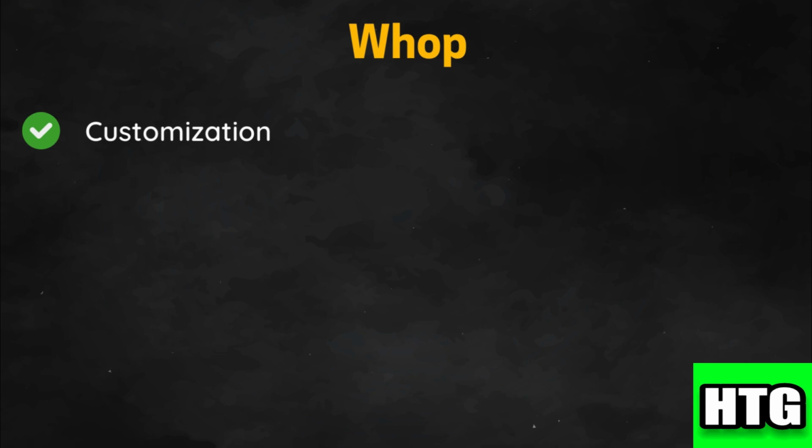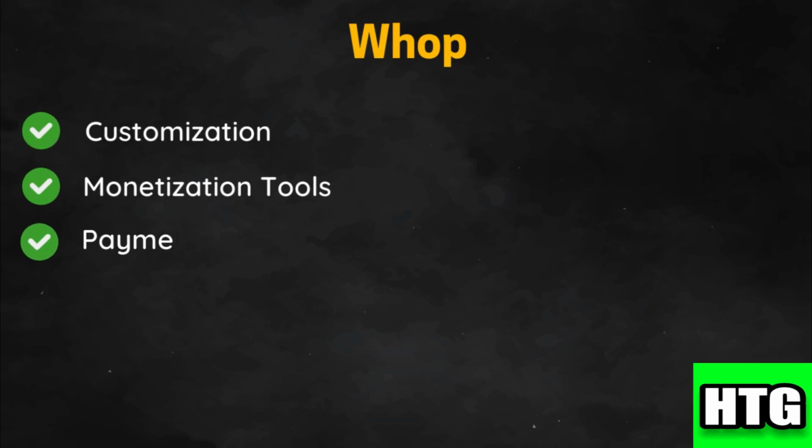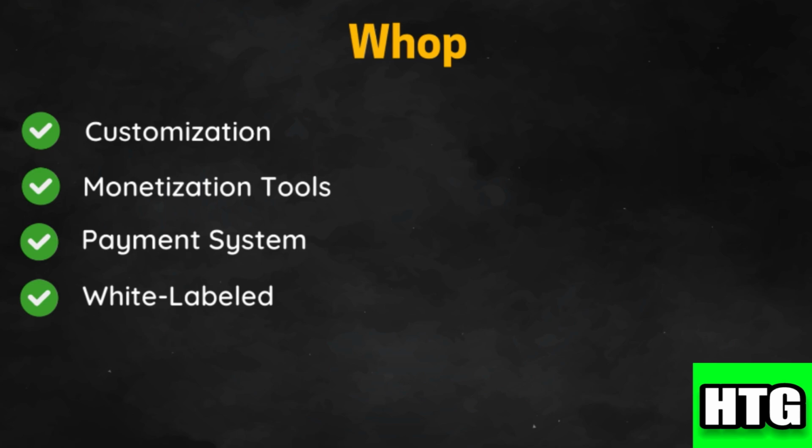So, beginning with Whop. Whop provides extensive customization options, allowing you to build a community that fits your brand and goals. It includes strong monetization tools, making it simple to charge for memberships, content, or services. Whop integrates its own payment system, streamlining transactions for both you and your members. You can white label the platform, giving your community a unique and professional look. It also offers advanced analytics tools, helping you track user engagement and revenue.